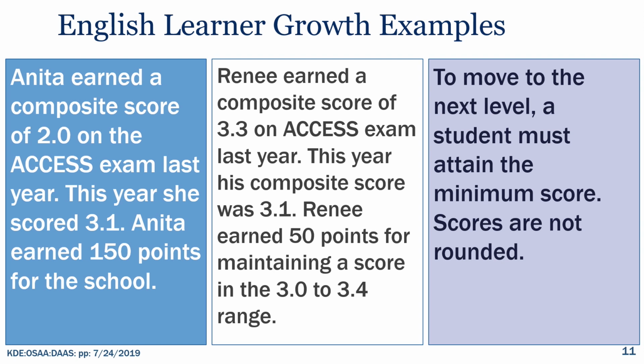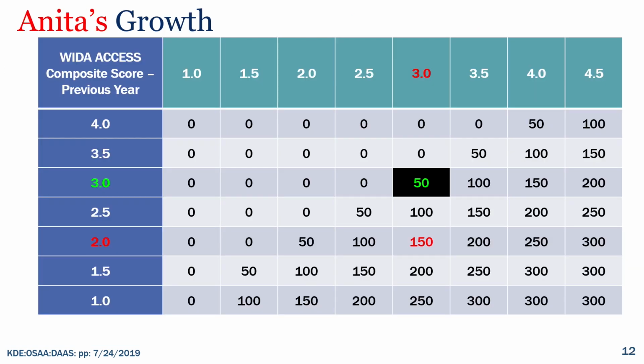I find that the easiest way to understand something new is to work through some examples. Let's take the examples off this slide and apply them to the English Learner Growth Value Table on the next slide. We will begin with Anita in red. Anita's composite score was 2.0 on the Access exam last year. This year her composite score was 3.1. Anita earned 150 points for the school.